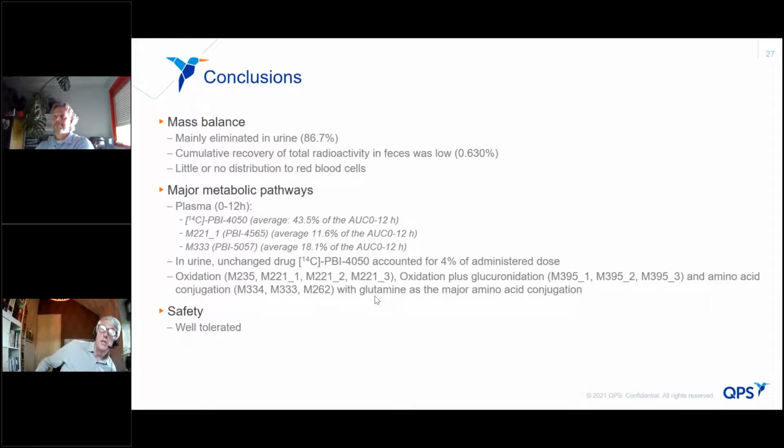So in conclusion, for this drug, mainly eliminated in urine, the cumulative recovery in feces was very low. There was little or no distribution to red blood cells. And then we studied the major metabolic pathways, and we could also assess how much of the drug, the unchanged drug, was excreted in the urine. And overall, the safety was well tolerated. But I cannot even remember one study where tolerability was an issue in a mass balance study.